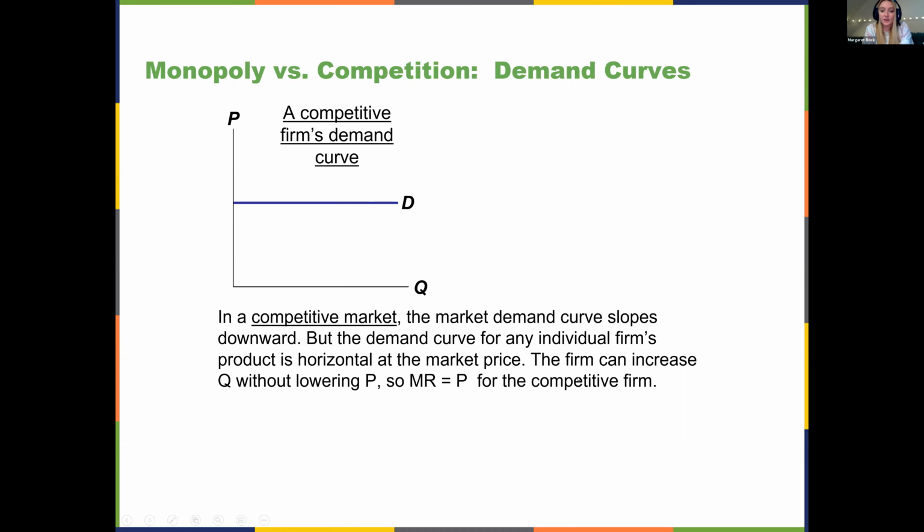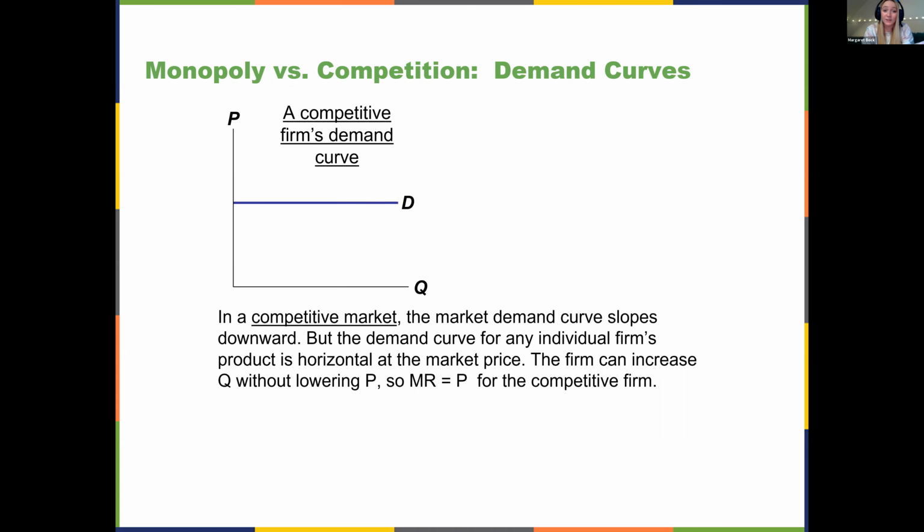And that says right here, the firm can increase Q without lowering P, so the marginal revenue is exactly the same as the price for a competitive firm. Because they can't deviate from the price, every additional unit that they sell, that marginal revenue that they bring in from selling one more of this good, is the same as the price.